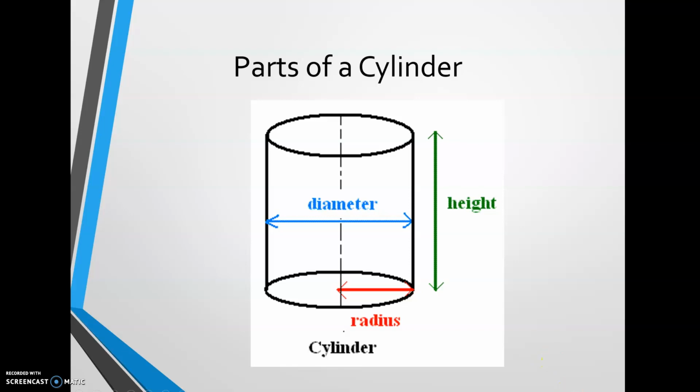So, parts of a cylinder. Just so you know, we're only going to be dealing with right cylinders, meaning that the cylinder is going straight up. Your height is going to make a right angle with the base down here, so it won't be anything that's slanted over. You have your diameter going all the way through from one side to the other. Your height is going up and down. Radius is half of your diameter. So all of this is your cylinder.